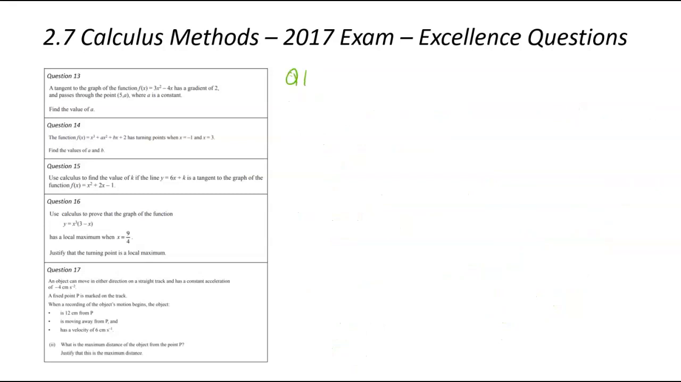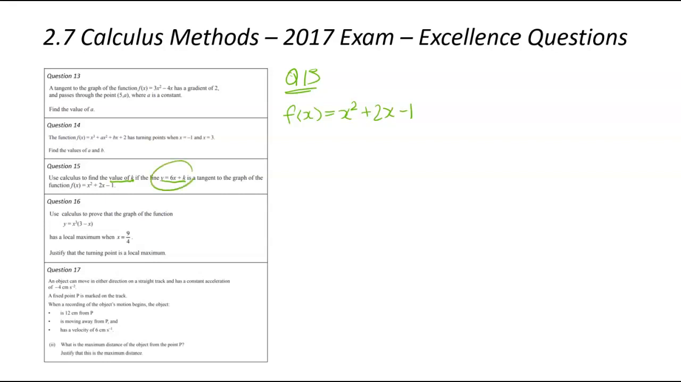We are now looking at question number 15. Use calculus, so they're pretty clear about it. Use calculus to find the value of k for the line, which is a tangent, that's y equals 6x plus k, for that particular function. So as always, let's start off by jotting down the original function. That's x squared plus 2x minus 1.